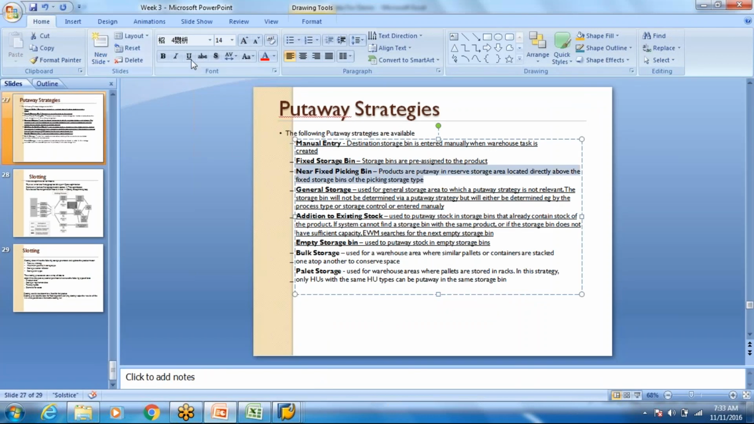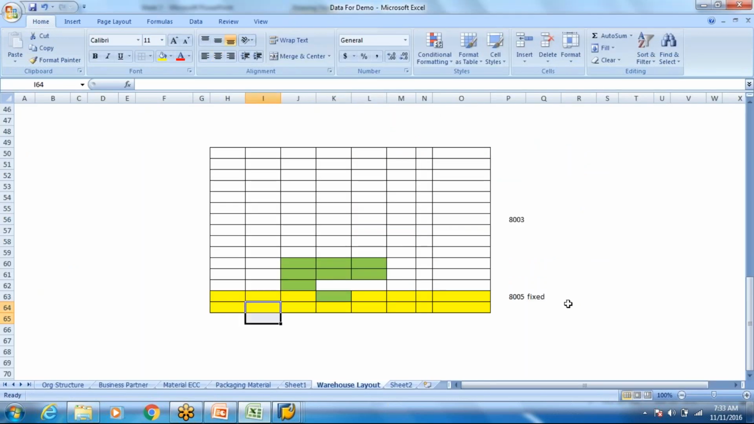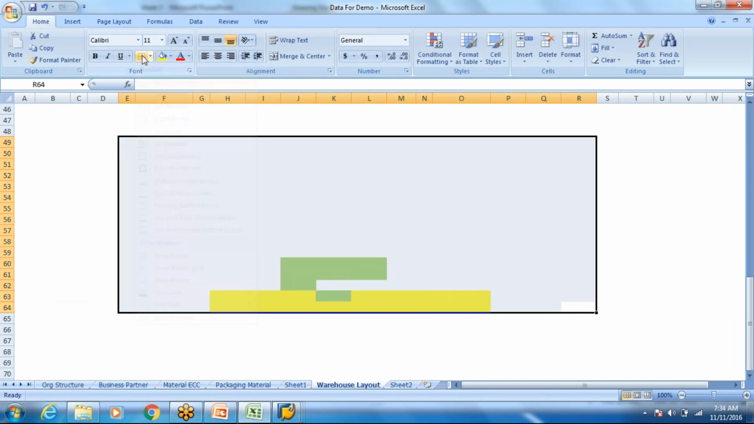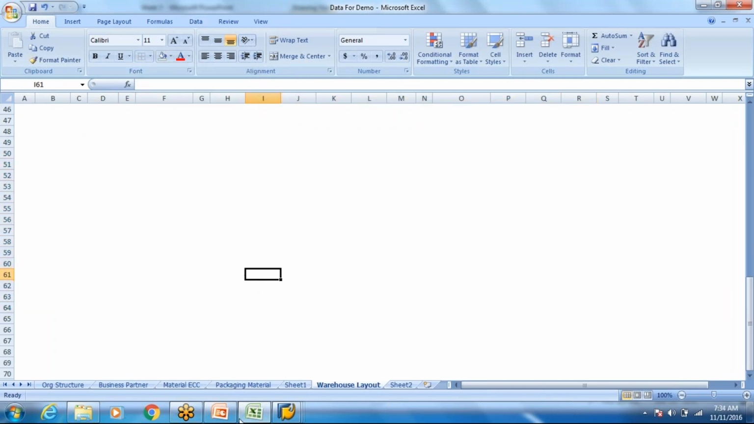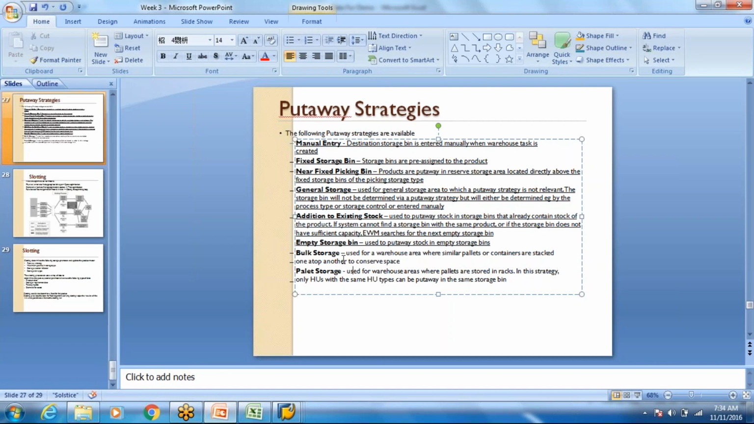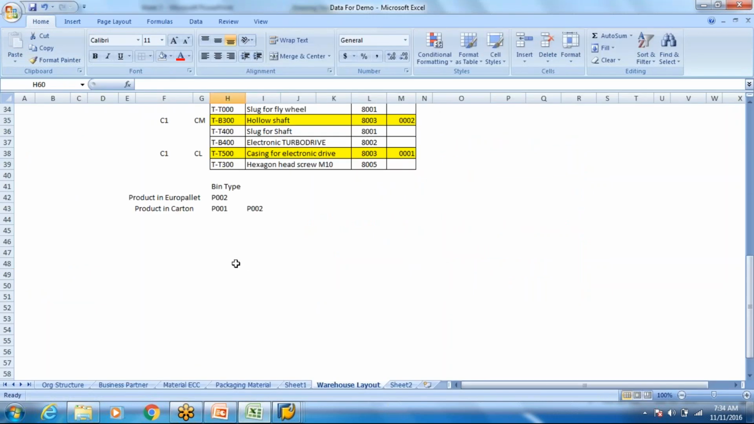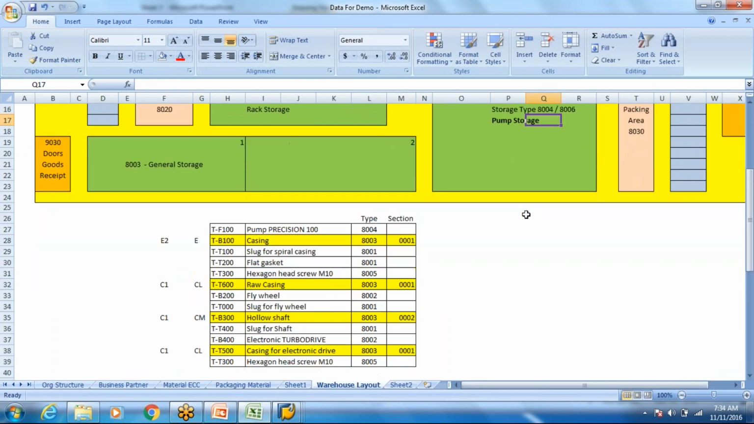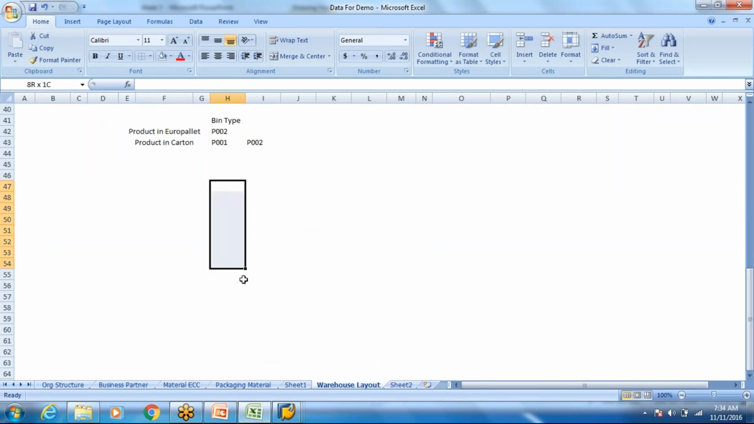Then let's come to the next one, which is bulk storage and pallet storage. So these two strategies are basically used for handling units only. Okay, so working with these two strategies, you necessarily need to have handling units. I'll first explain how bulk works. So we have a bulk storage here for 8004, for our final good storage. So we'll see how the bulk works, and then we'll create some bulk entry there.